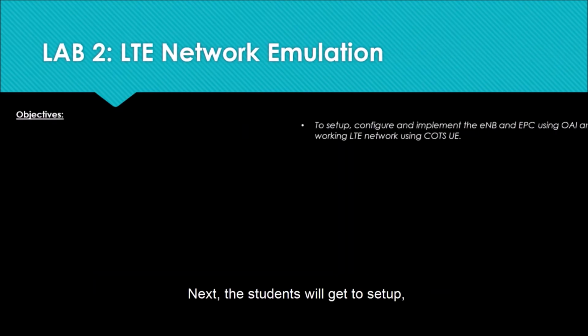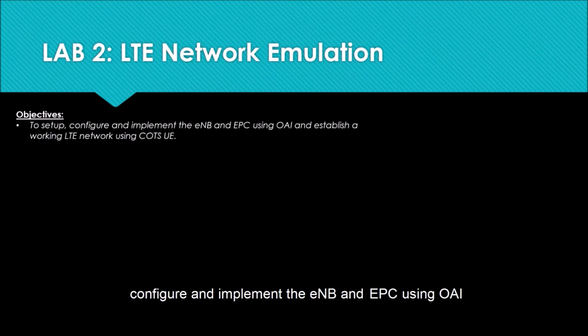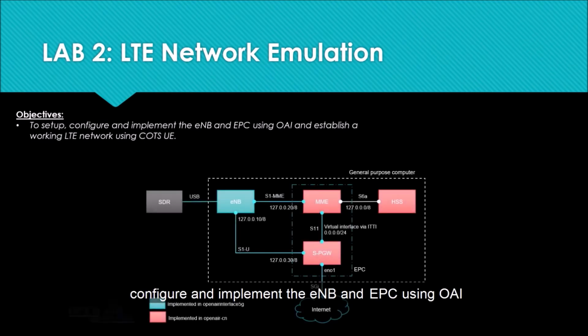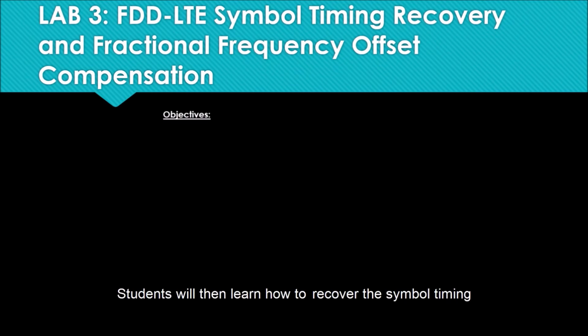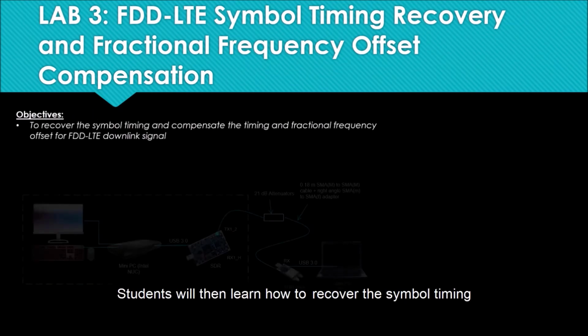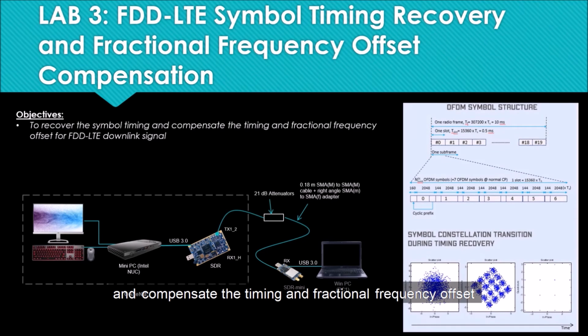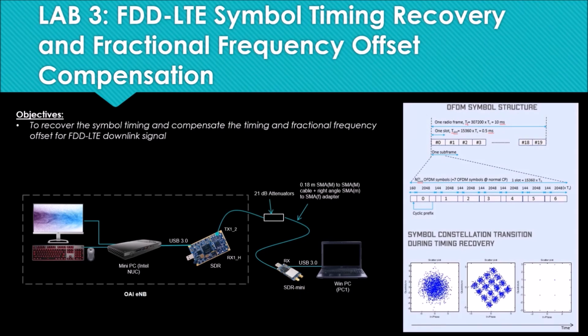Next, the students will get to set up, configure and implement the eNodeB and EPC using OAI and establish a working LTE network using COTS UE. Students will then learn how to recover the symbol timing and compensate the timing and fractional frequency offset for the FDD LTE downlink signal.